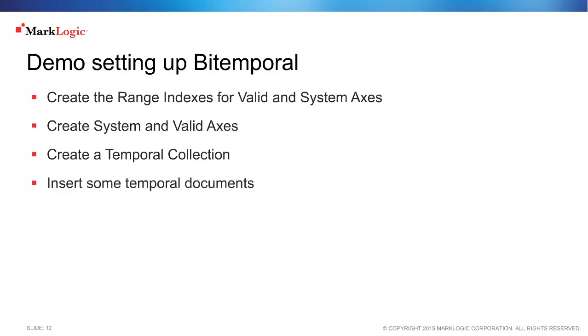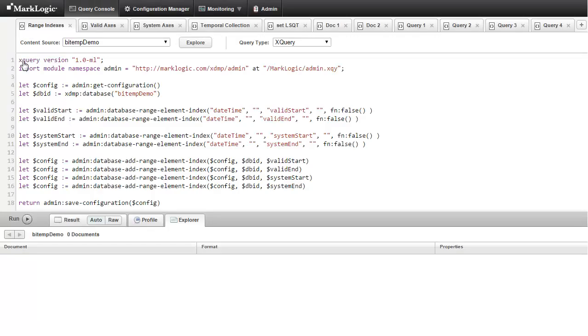We will now walk through a basic use of bitemporal. This will entail creating 4 range indexes to be our axes. The axes will have to be created, along with a temporal collection. Then we will be able to insert temporal documents. This demo will be done entirely from the query console.